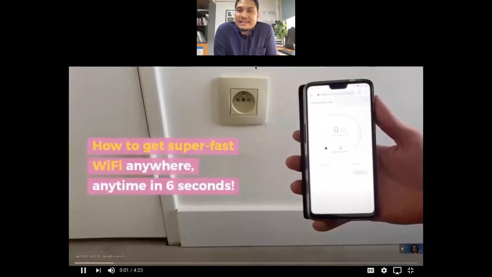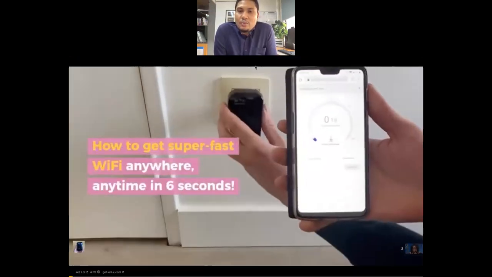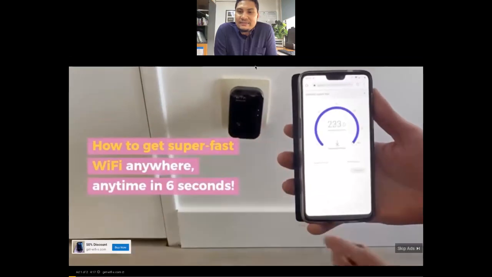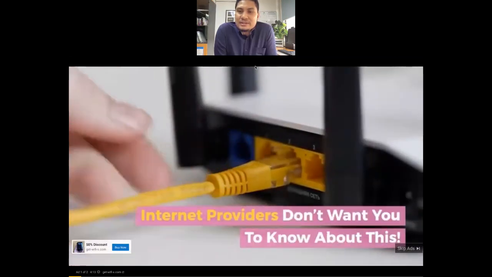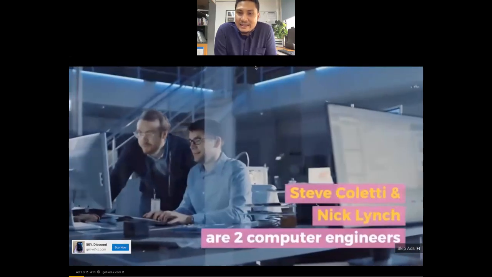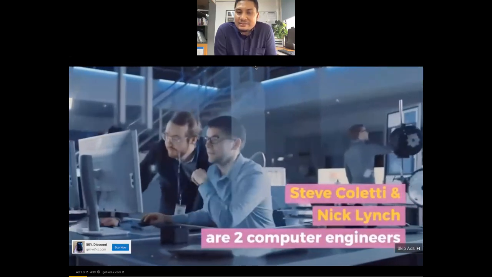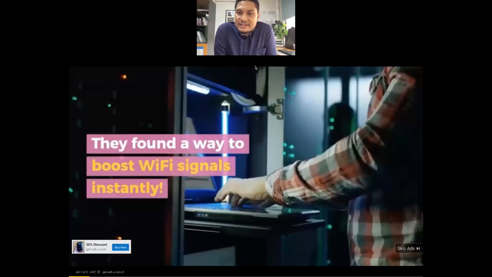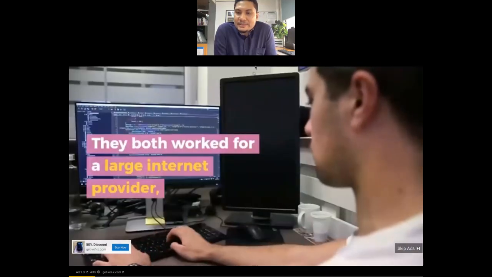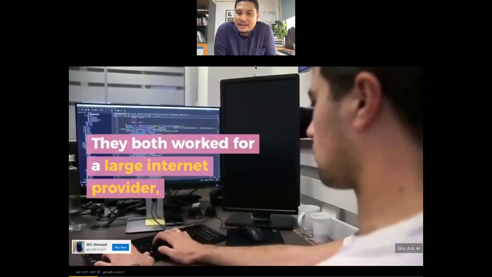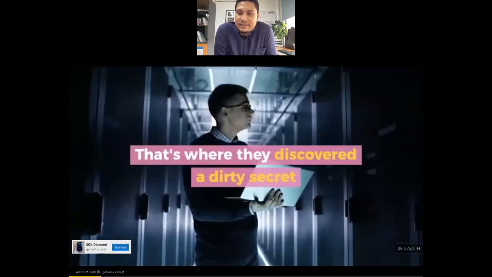How to get super fast Wi-Fi anywhere, anytime, in 6 seconds. Internet providers don't want you to know about this cheap hack. Steve Coletti and Nick Lynch are two computer engineers. They found a way to boost Wi-Fi signals instantly. They both worked for a large internet provider. That's where they discovered a dirty secret.